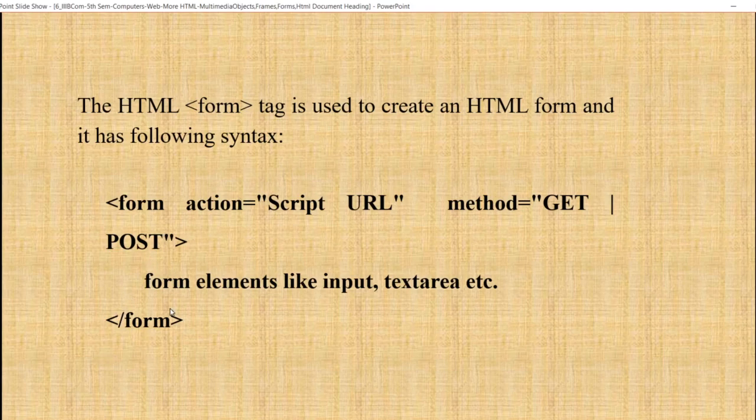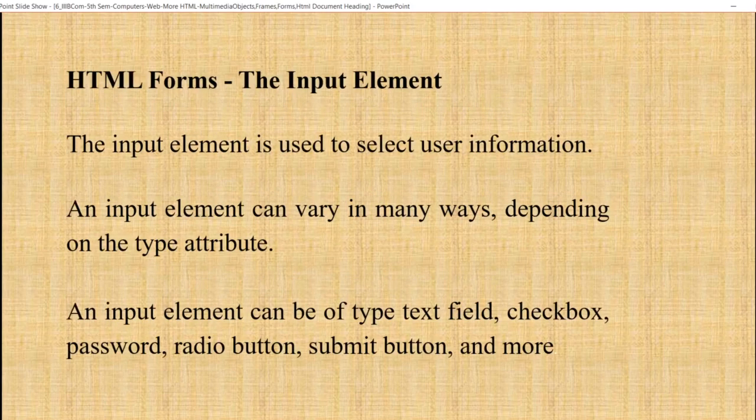Here we can include all the tags in a form. Elements like input tags, text area, radio buttons, checkboxes. HTML forms: the input element. The input element is used to collect user information. An input element varies in many ways depending on the type attribute. I can use text field, checkbox, password, radio groups. For example, name: I can type only text. Password: text with hidden characters.